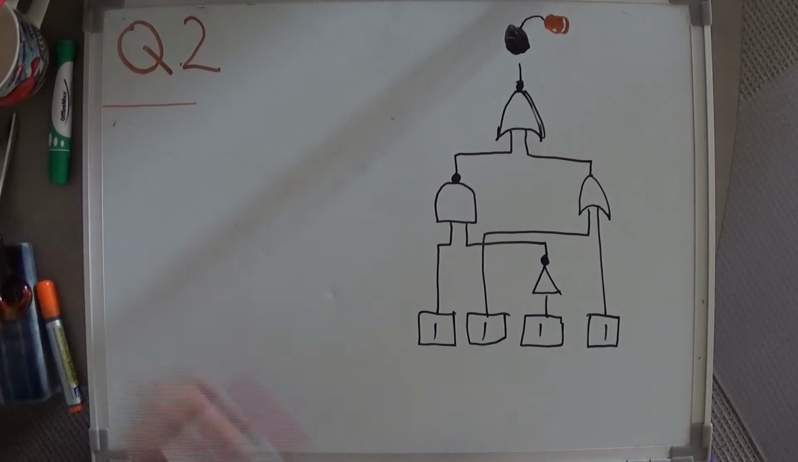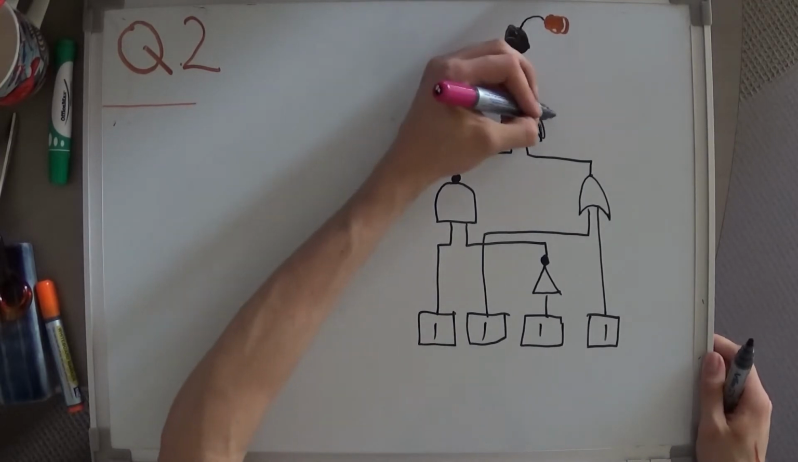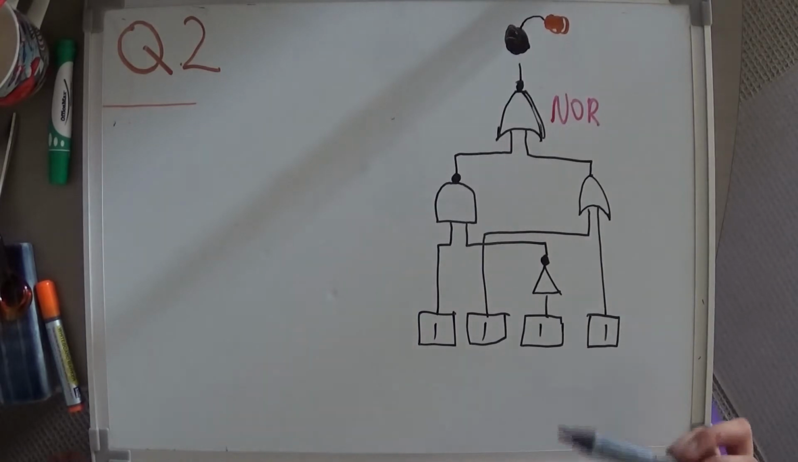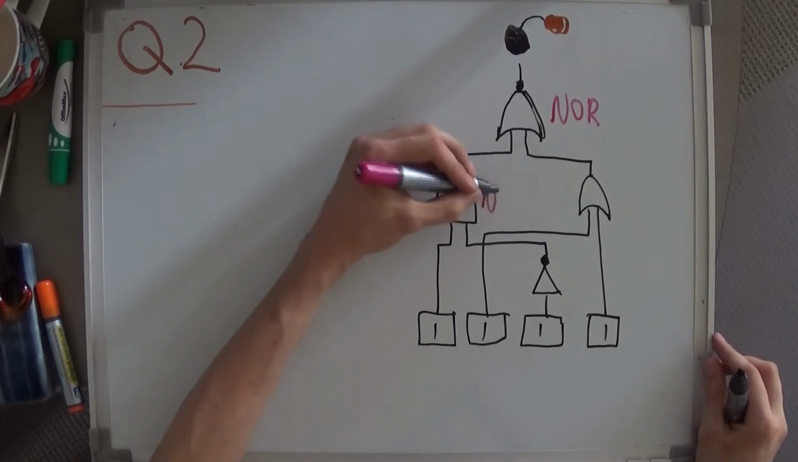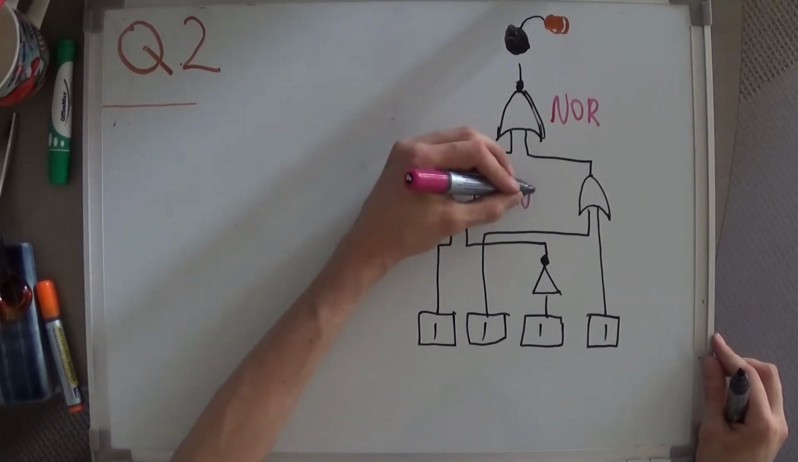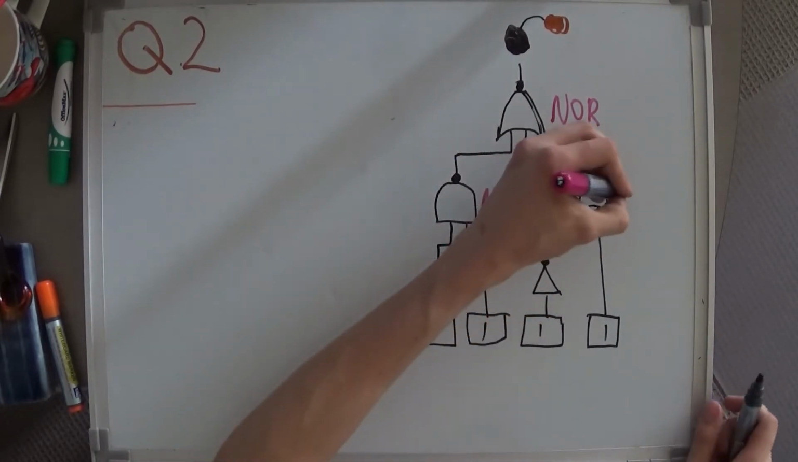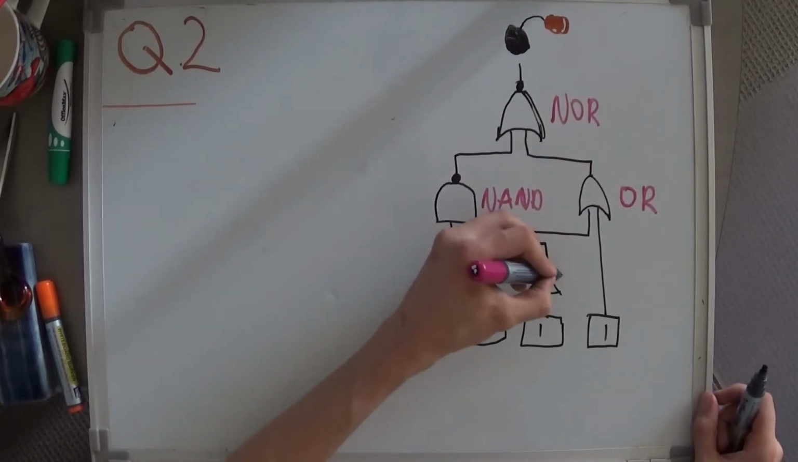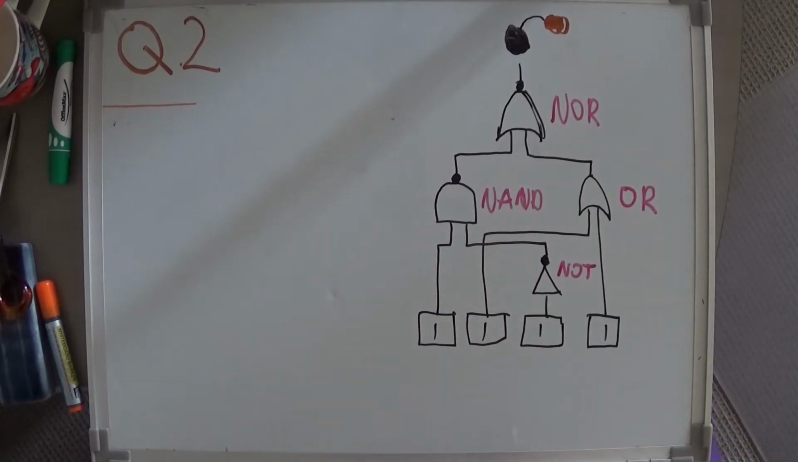So first of all, let's go through and identify all of our gates again. Up here we have an OR gate with a dot on the output, so we have a NOT OR. Now what else do we have? Here we have an AND gate with a dot on the output, so that's going to be a NOT AND. Over here we have a regular OR gate. And we have a NOT down here. Okay, so we've identified all our gates.